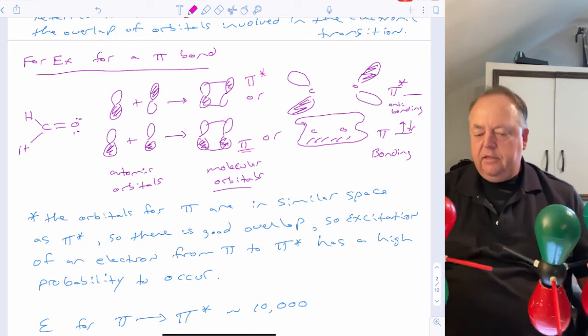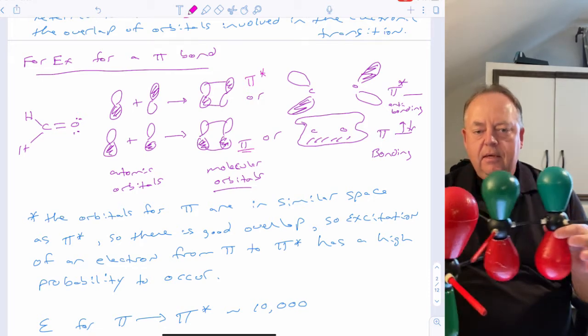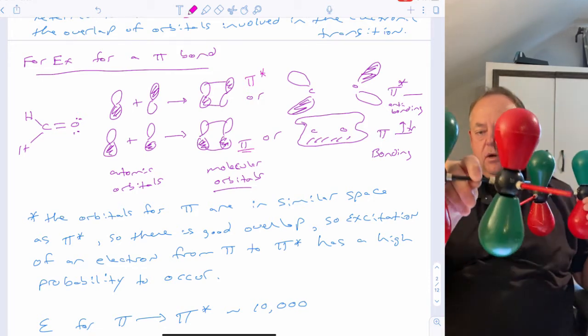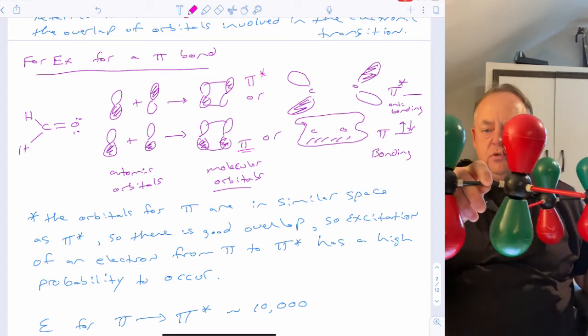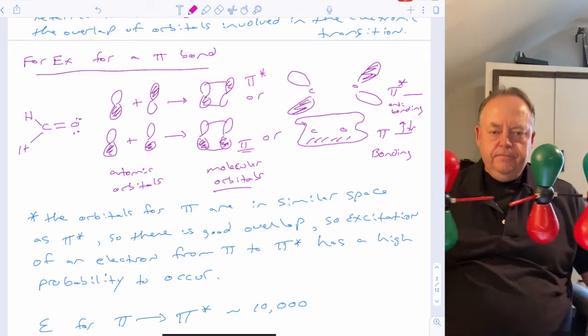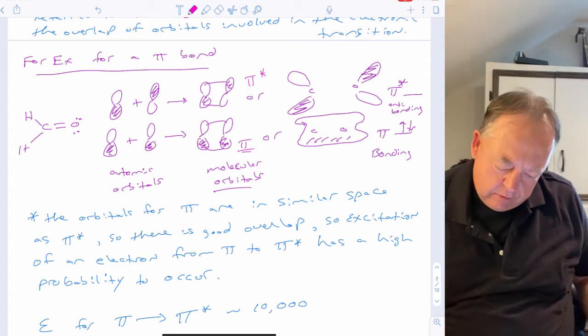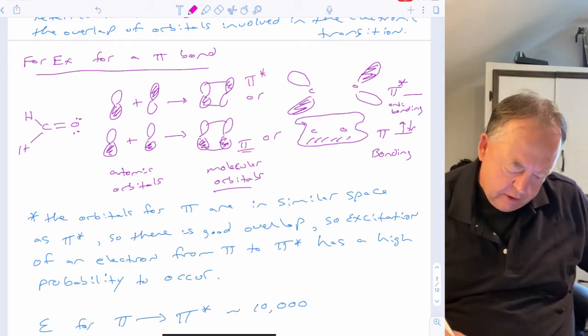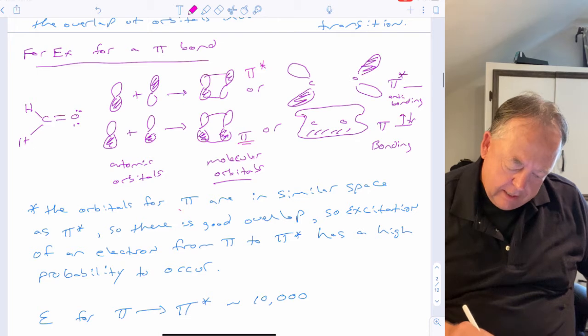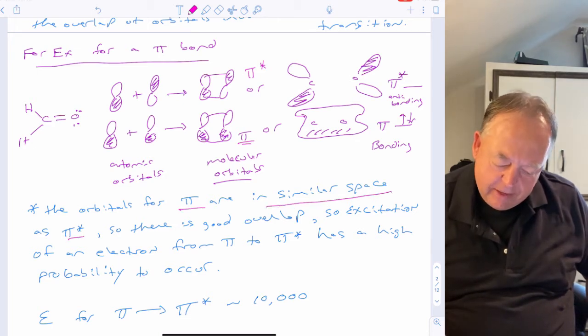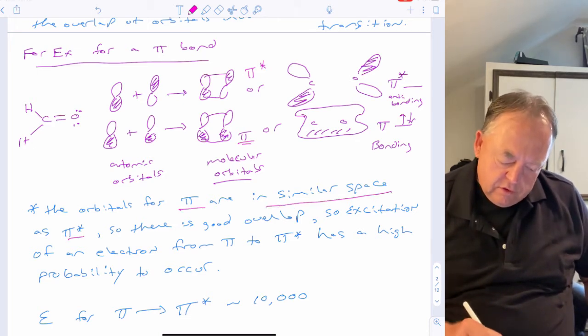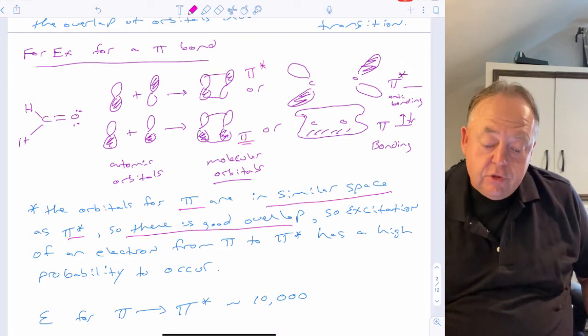So what's significant is they're basically in the same space, so pi and pi star. Right, so they're both perpendicular to the ring. And so that's what this diagram is trying to illustrate here. So they're both perpendicular to the ring. So pi and pi star are in similar space. So the overlap between pi and pi star is good.